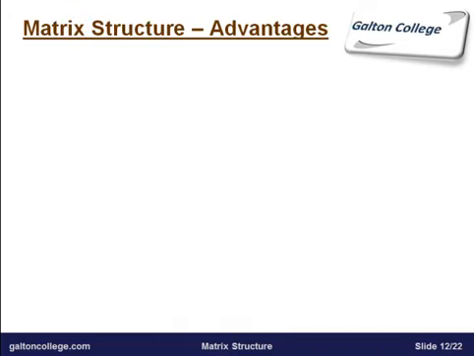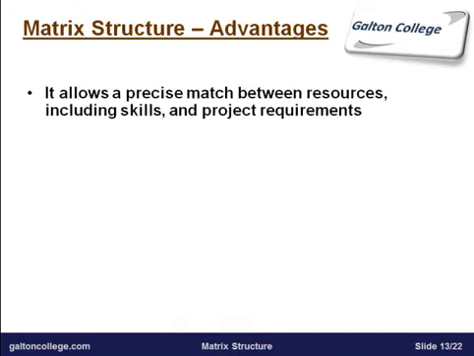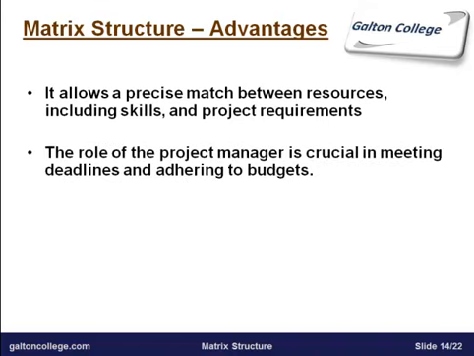Okay, so the advantages of this type of structure. Well, it allows a precise match between resources. So it takes the overall skills and resources of the business and shares them out in a more optimal fashion. The project managers are crucial. They meet the deadlines and they adhere to the budgets. So the project managers request the resources from the central departments and then go about making the product.